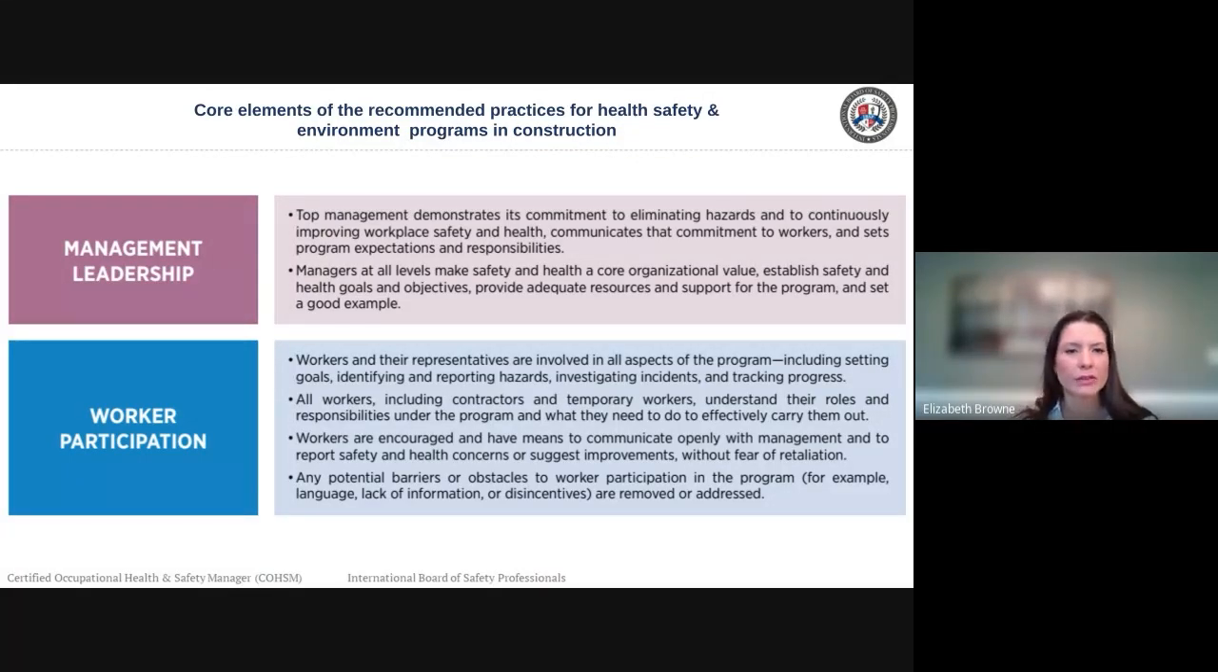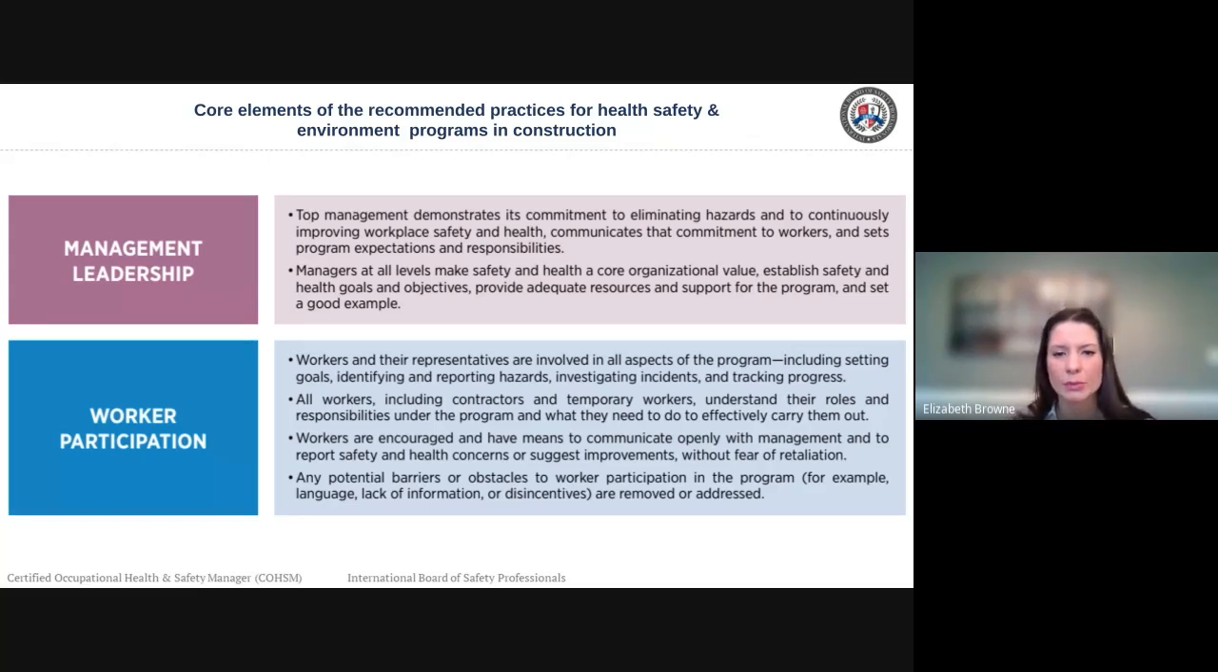To dive right in, there are core elements of the health and safety and environmental program. Those start with two key elements: management leadership, which is from the top down to the workers, and then that is going to work together with worker participation. So to have a very healthy occupational health and safety program, we must have both of these elements working together.